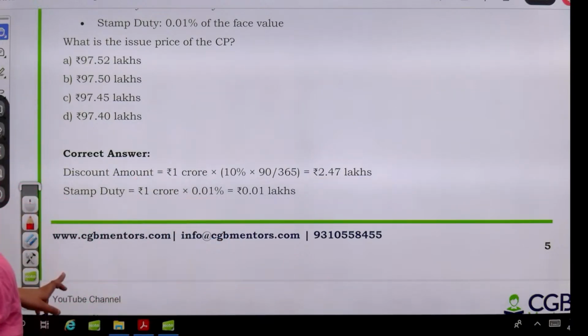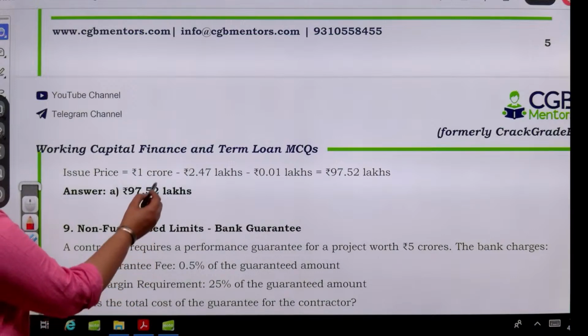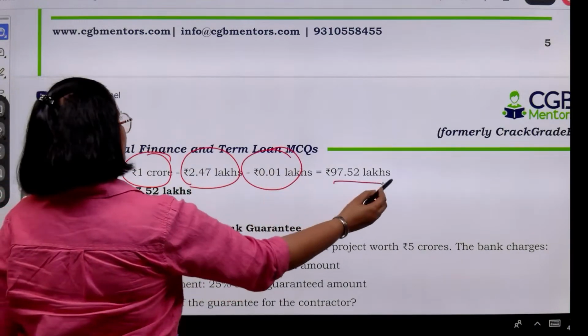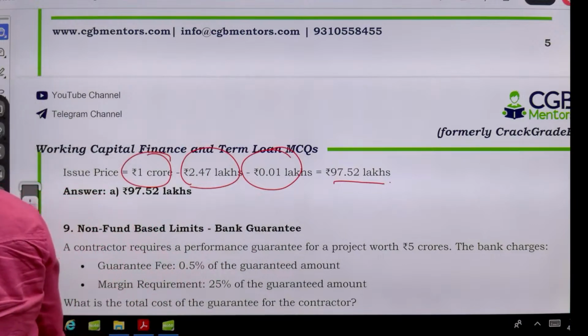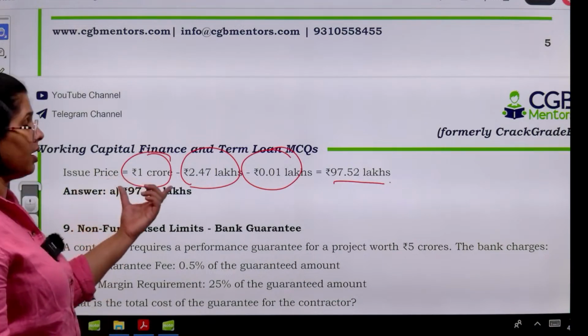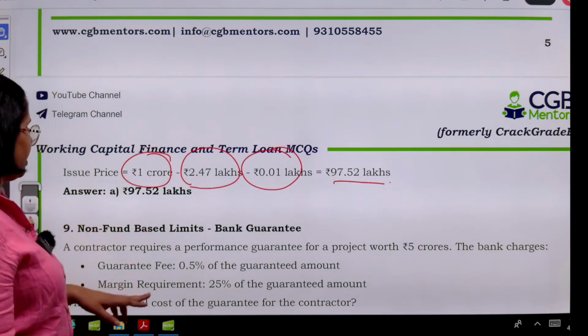So you have calculated your total cost. Now the issue price is, this is the maturity value. Deduct both of these and you will get your issue price, that is 97.52. Right, this is the amount that you will have in hand, and this is the total cost which you have incurred.